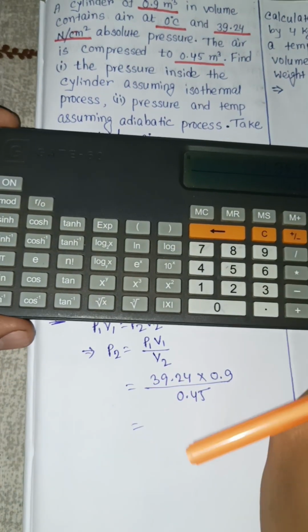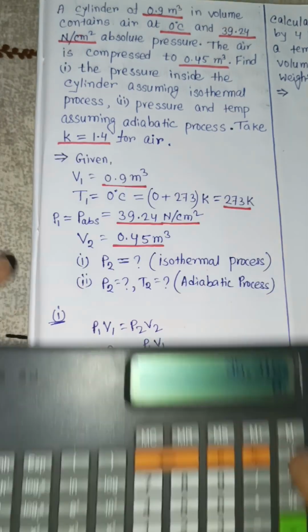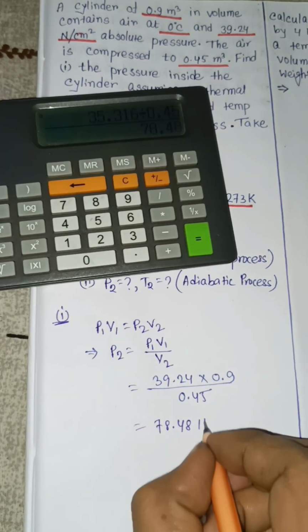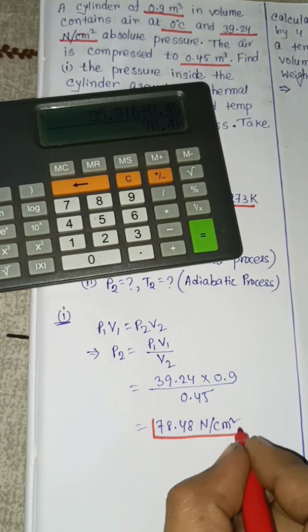So if you want to calculate this, 39.24 into 0.9 divided by 0.45. So this is equal to 78.48. The unit will be Newton per centimeter square. So this will be our answer.